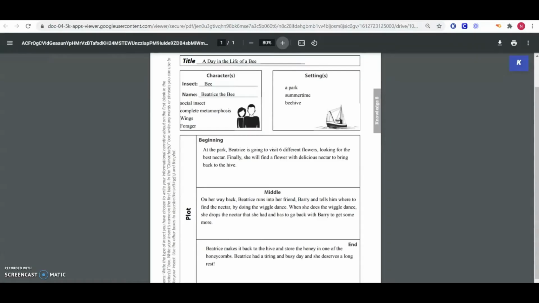I'm going to look at my plan. My character is Beatrice the bee, my main character, who is a forager bee. And she is at a park in the summer.